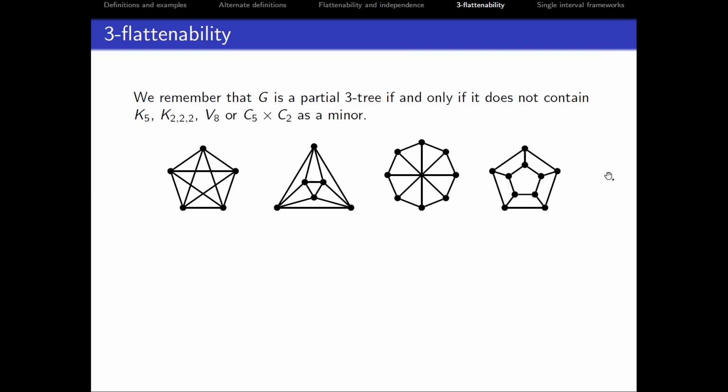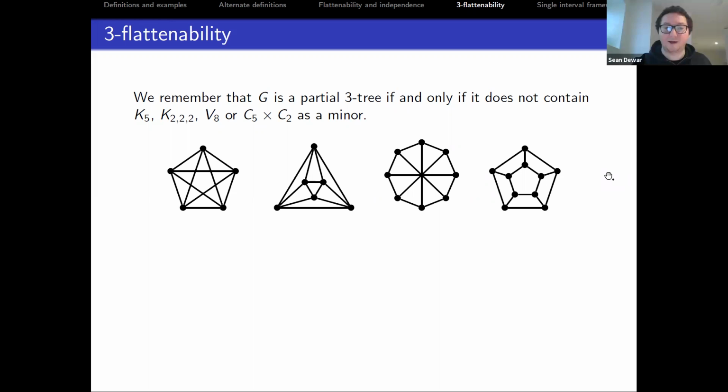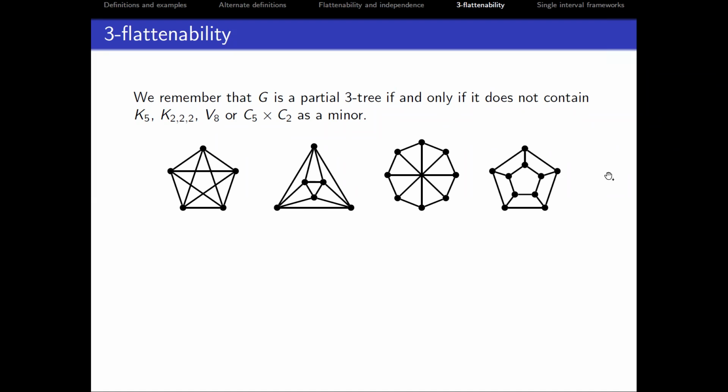Can you remind us what a partial 3-tree is? Oh, okay. A 3-tree is something you get by gluing K4 simplexes together at faces, at triangle faces, and you just keep doing that operation. And then a partial 3-tree is just a subgraph of that. Does that make sense? It's a bit of a quick definition, I guess. Yep, that was good. Thanks.